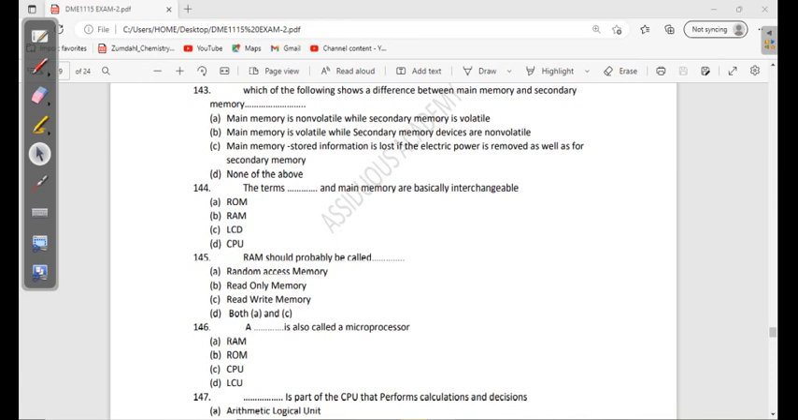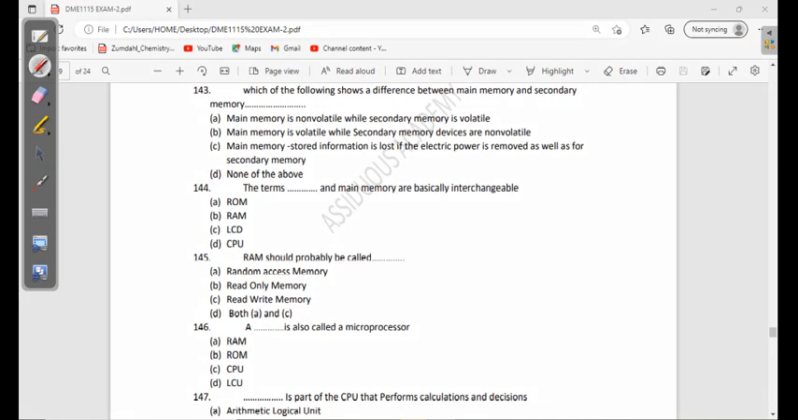Main memory stored information is lost if the electric power is removed, as well as for secondary memory, none of the above. When you're talking about secondary memory, it includes things like floppy disk, where you can even remove it. Even if the computer gets switched off, the information is still going to be found there. But with main memory, imagine you are typing and the power goes off, you will not find the work after the power comes back. So main memory is volatile. Things can be lost, while secondary memory is non-volatile. So that's B.